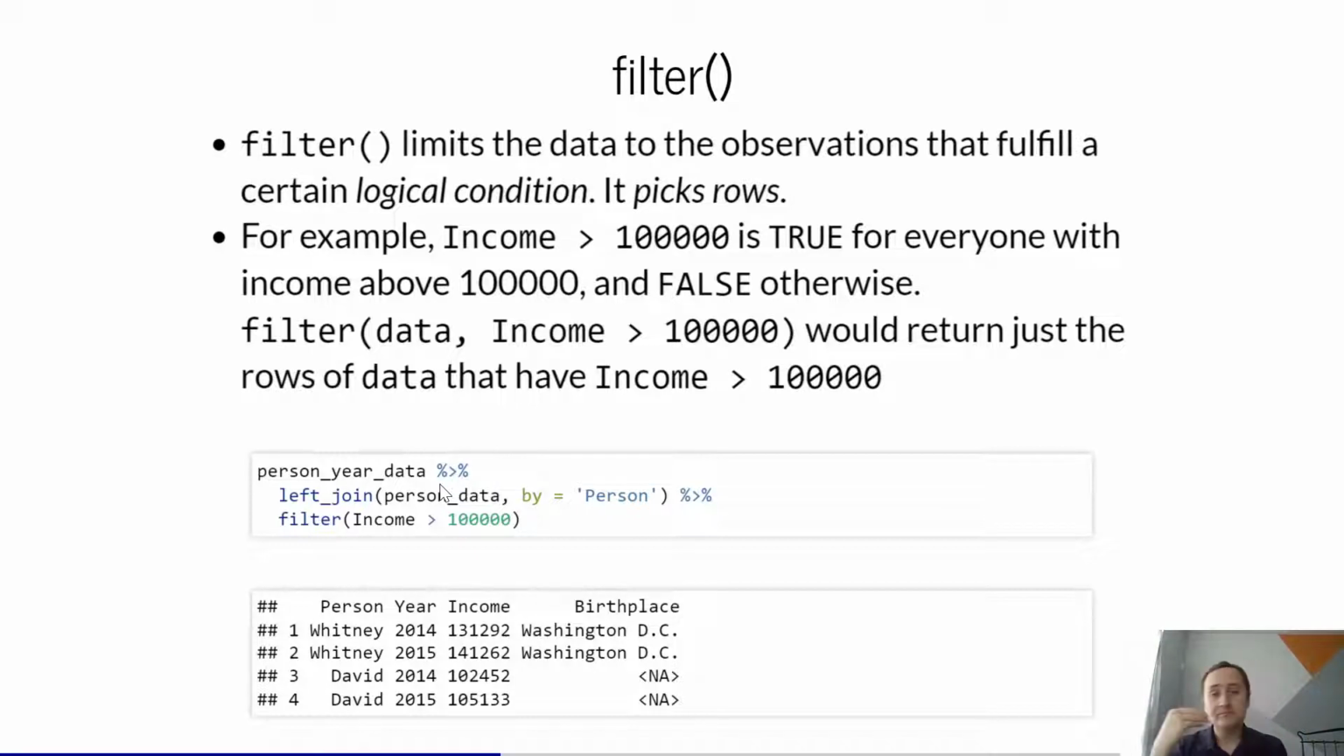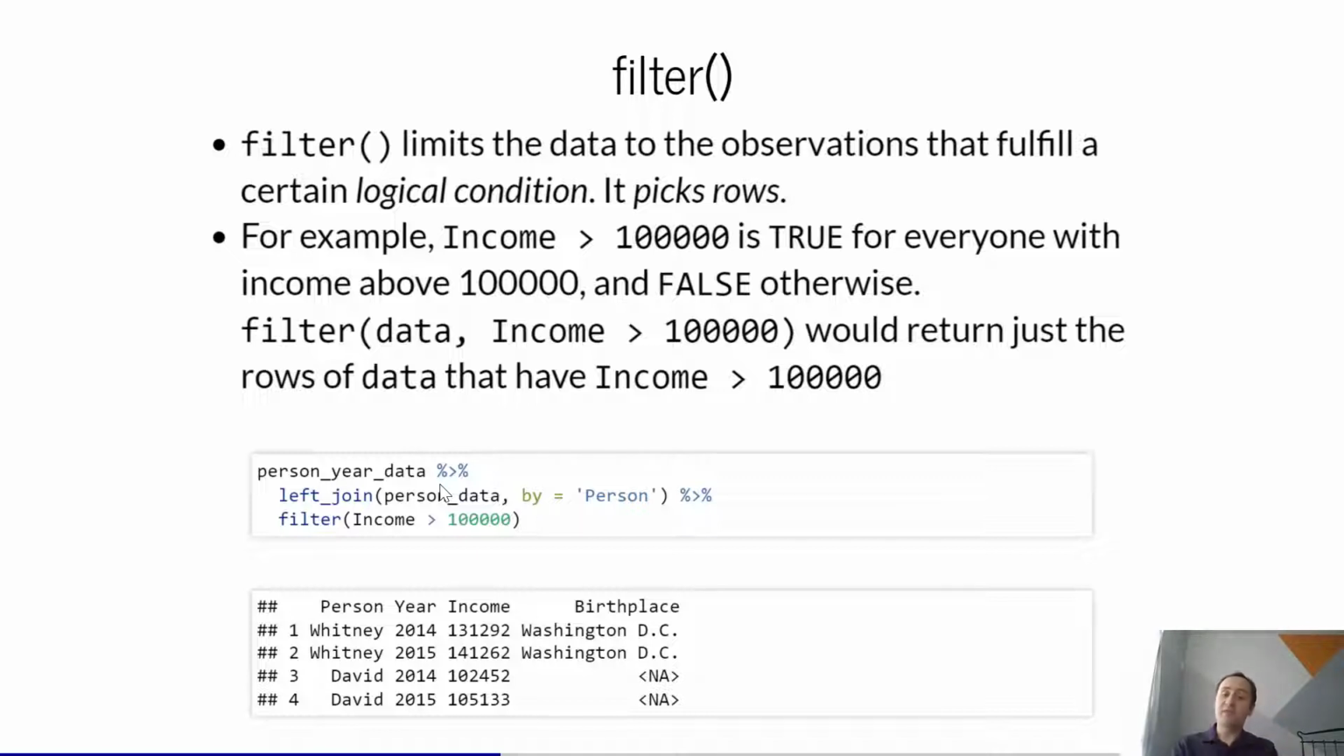With dplyr, we can start by picking rows. We'll do that with the filter function. Filter limits the data to observations that fulfill a certain logical condition. It picks rows. We tell it a condition that is true whenever we want to keep the row, and false when we don't, and it will give us back just the rows for which that condition is true.